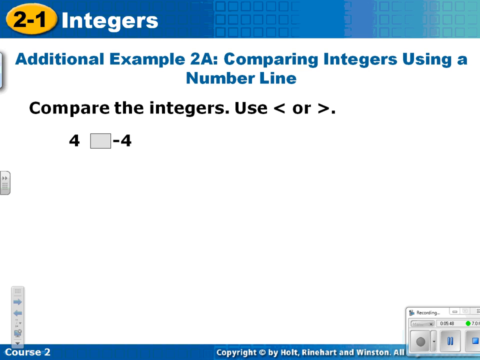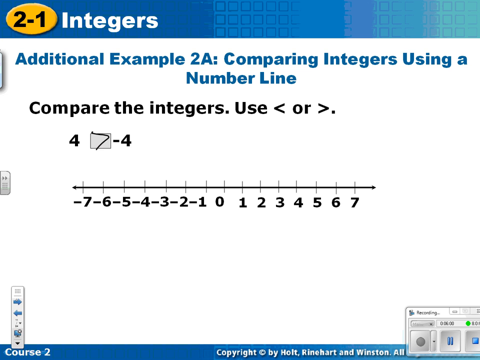Now, which one has a greater value? Which one is the alligator going to eat? The 4. Because if you look at the number line, 4 over here is to the right of negative 4. So the alligator is going to always eat the one to the right.